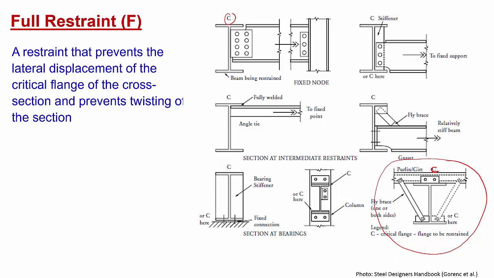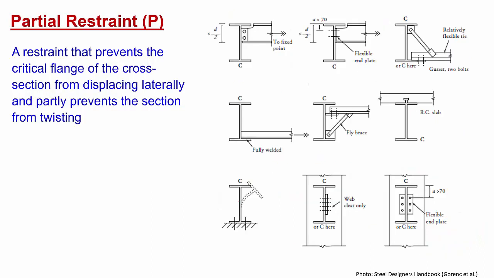And again, if the critical flange is connected, having the fixed connection, and then we are using the bearing stiffeners again, there won't be any twisting, and also there won't be any lateral movement of the critical flange. Again, it's a full restraining. So these are the different examples of full restraining. Good. Now, how can we achieve the partial restraining?